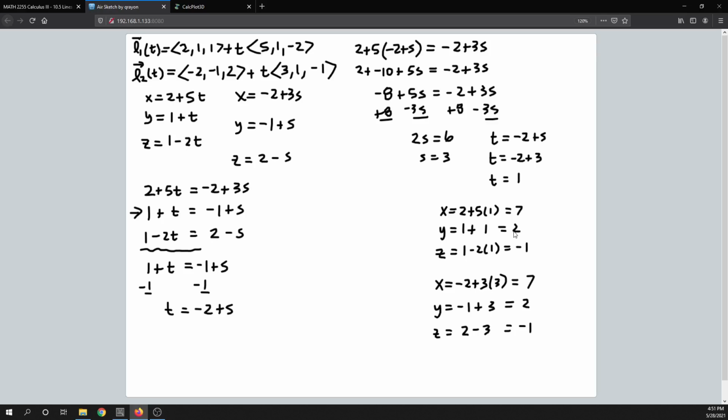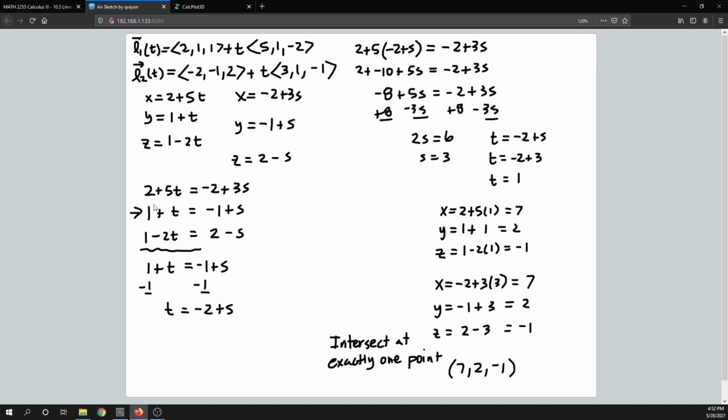And so the answer is that these lines intersect at exactly 1 point. And that point of intersection is (7, 2, -1). So make sure that you go ahead and go through all of plugging these parameters in when you do that into both of these lines.